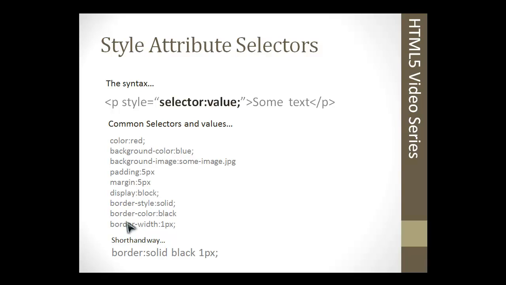And here we have some border selectors, border style, color, and width. Now there's a shorthand way to do this. We don't need to have 3 selectors here. We can actually have one called border, and then just add the values of each of the style, the color, and the width.